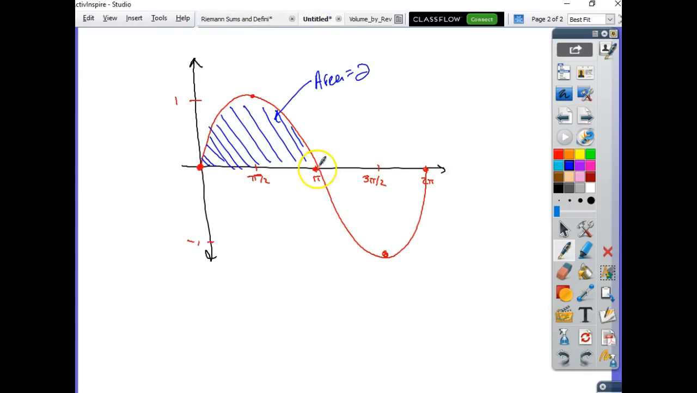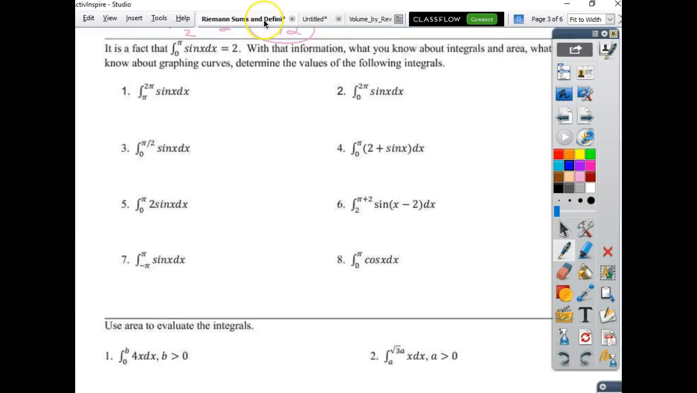So I look from pi to 2 pi, and I see that it's the same exact shape, except that it is now below the x-axis. So if the area above this is 2, then the area below this will also be 2, but because it's below the x-axis, we say that the integral is -2.